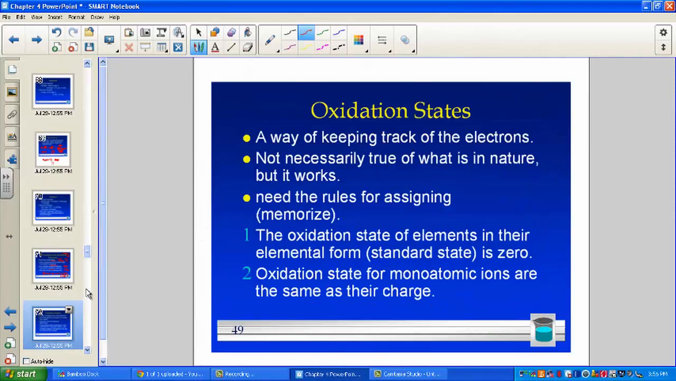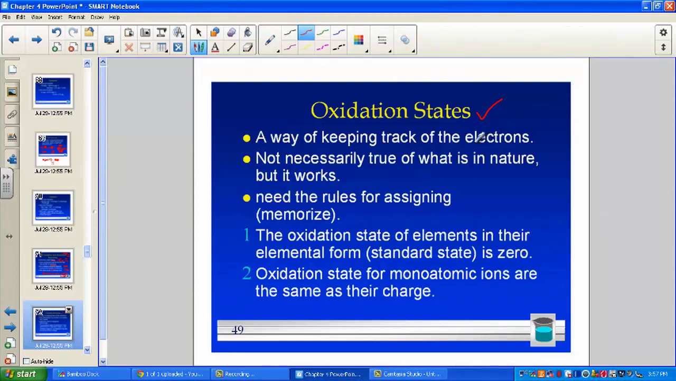So as a step one, before we can write any type of chemical equation that involves transferring electrons, we have to learn what are oxidation states. How do we go about assigning charges so that we can keep track of what's changed? Somebody became more positive as they lost electrons, and somebody must become more negative as they gained electrons.